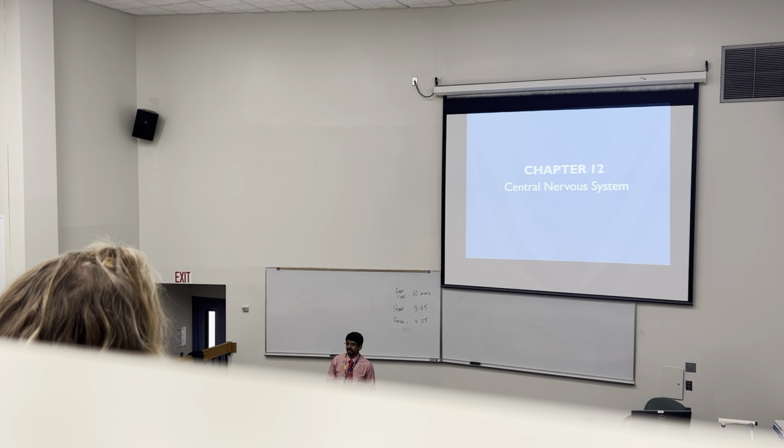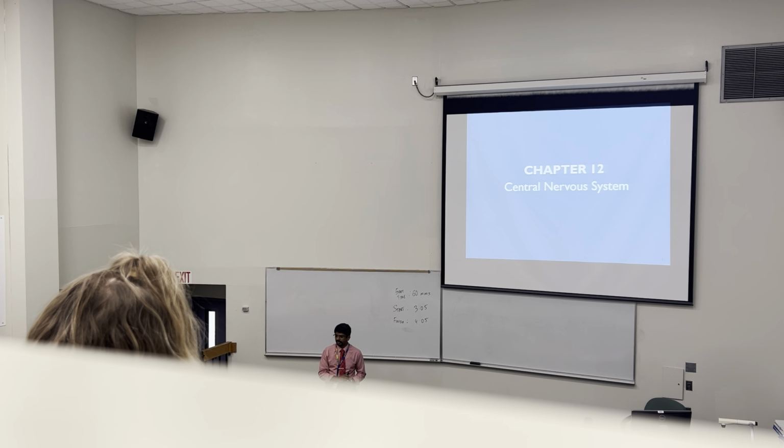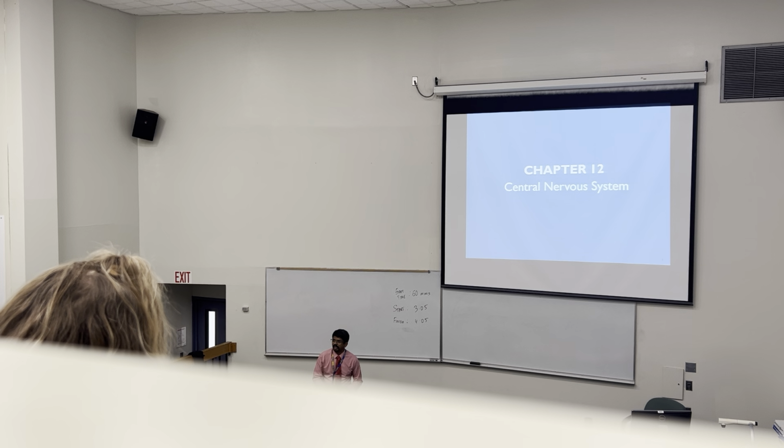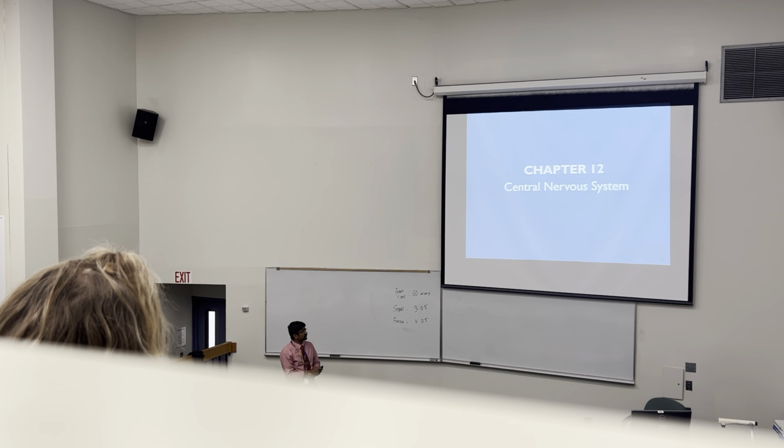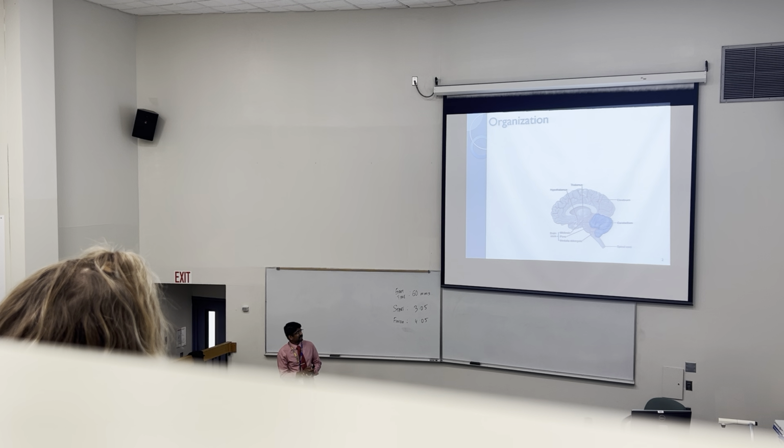Right? You have 12 pairs of cranial nerves. Today we talked about it, and they will talk about it again with Monday's lab students. There are 12 cranial nerves that belong to our peripheral nerves. Okay? So the central nervous system is the brain and spinal cord.